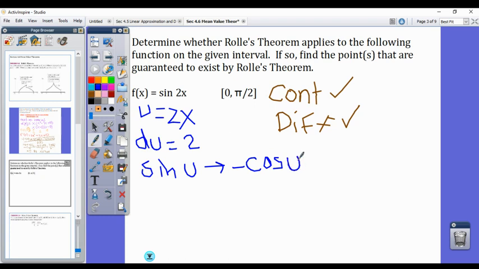Okay. And it's not negative, it's positive. Come on, eraser. There we go. Getting too excited. Okay, so I'm going to replug that in. So cosine u du is cosine 2x times 2. So I'm going to end up with 2 cosine 2x.